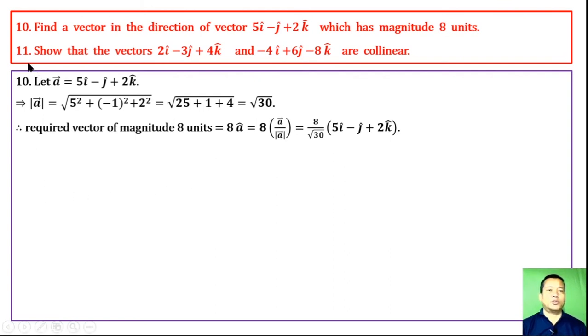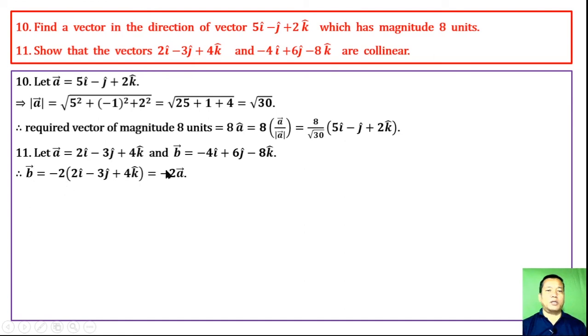Question number 11. Show that the given vectors are collinear. Let a vector denote the given first vector and b vector denote the second vector. Then b vector has the common factor minus 2, and the bracketed expression is replaced by a. Therefore b vector is a scalar multiple of a vector, b vector is minus 2 times a vector. So the vectors a and b are collinear vectors. Minus 2 means a vector and b vector are in opposite directions, and the magnitude of b vector is 2 times the magnitude of a vector. This shows that a vector and b vector are collinear.